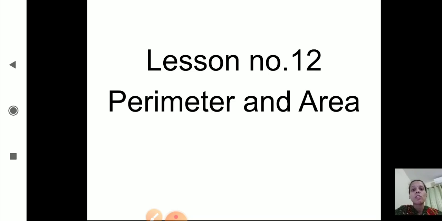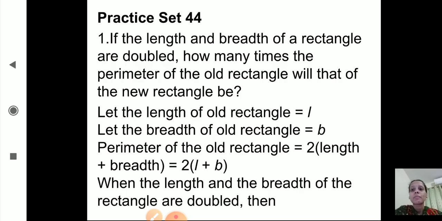Then after that we saw the formulas to find the perimeter of a square and the perimeter of a rectangle. So what is the formula for the perimeter of a square? Perimeter of square is equal to 4 into side, 4 multiplied by side, and perimeter of rectangle is equal to 2 into length plus 2 into breadth.